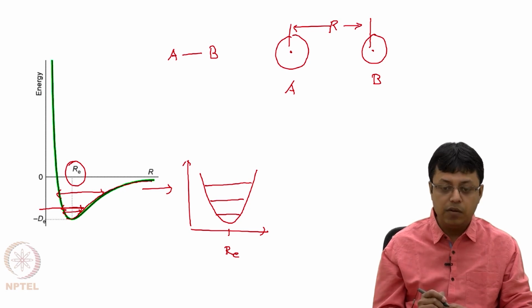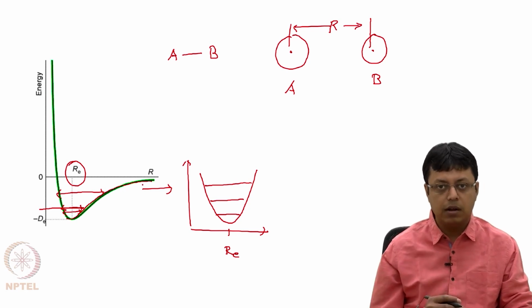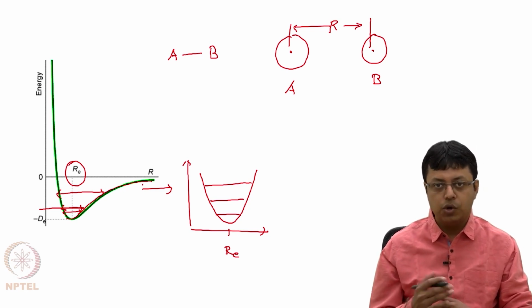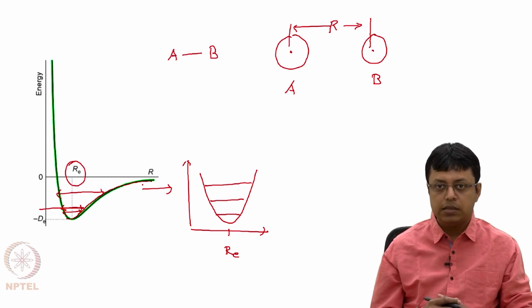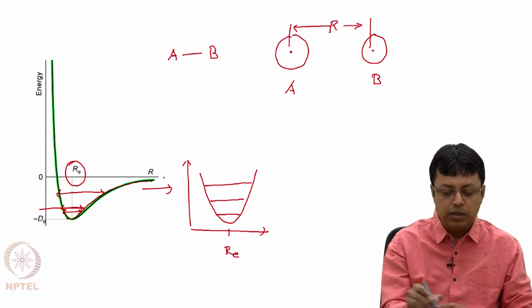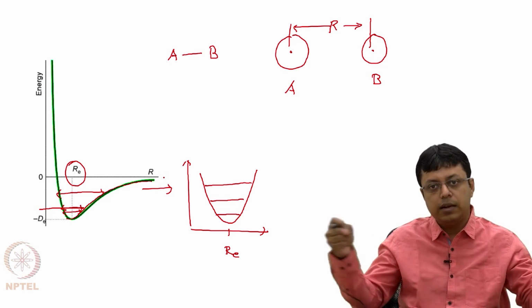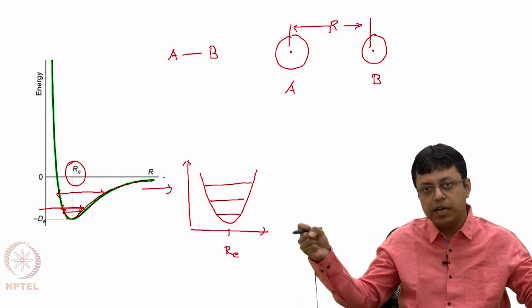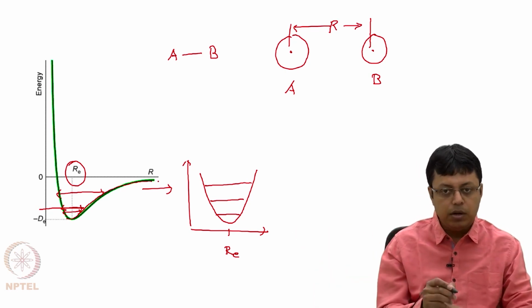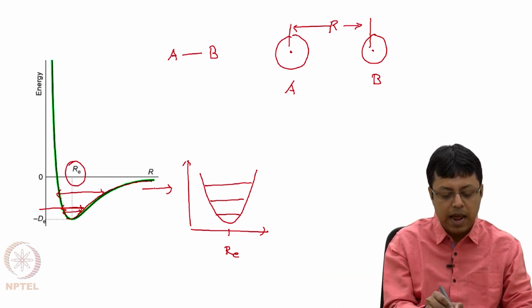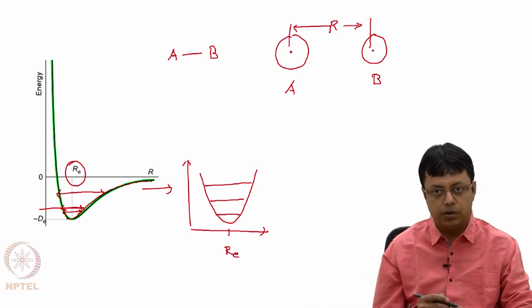Now here, the zero of energy, the way the curve on the left is shown, the choice of zero of energy is very arbitrary. So here it is chosen that when these two atoms are infinitely separated or far apart, there is no interaction between them. At that point, when r is going to infinity, that energy is chosen to be 0.